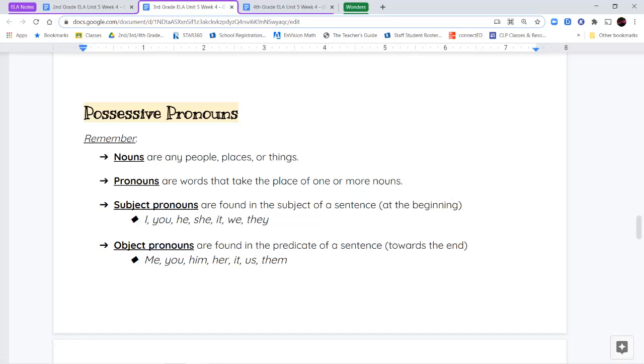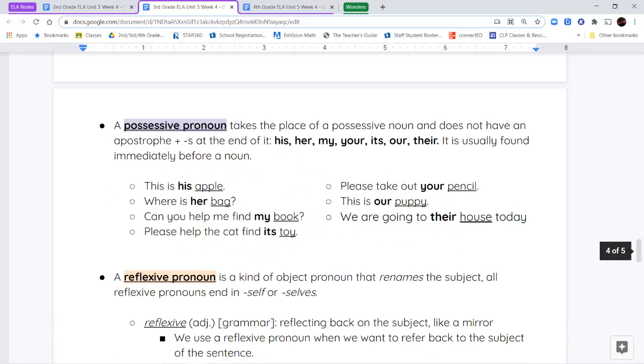Object pronouns come in the predicate towards the end of a sentence. So, will you come to the park with me? Can I go to the park with you? Did you give the book to him? Does this pencil belong to her? Do you know where I left it? Do you want to come with us? Or are we going with them? So you see those are towards the end of a sentence. So: me, you, him, her, it, us, them.